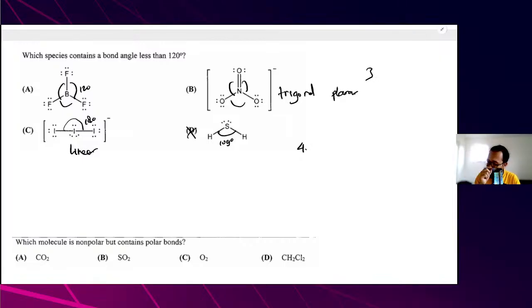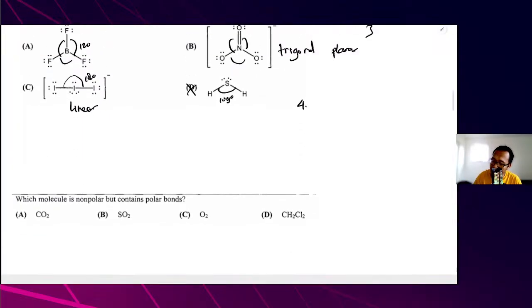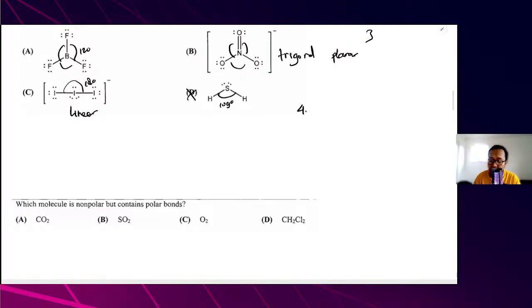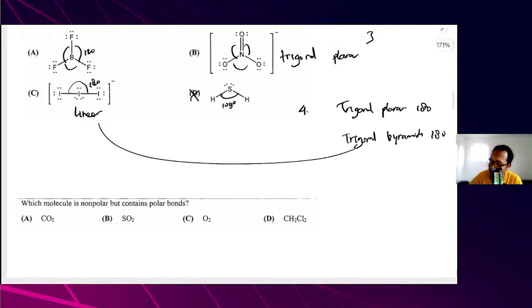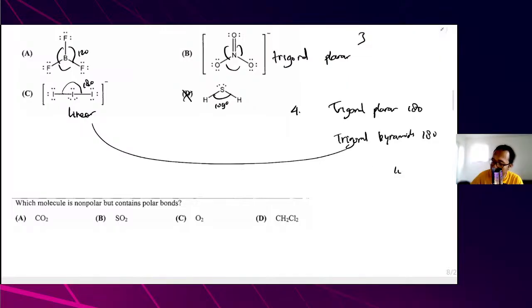Okay. We don't need to know everything, but we just need to remember: trigonal planar is 180, and then trigonal pyramidal, for this one, right? So it will be 180, and this one is 109.5 for the trigonal pyramidal.